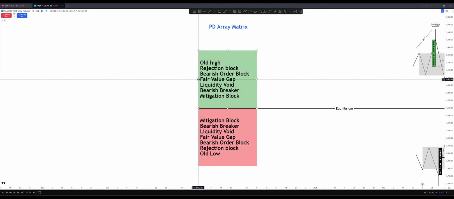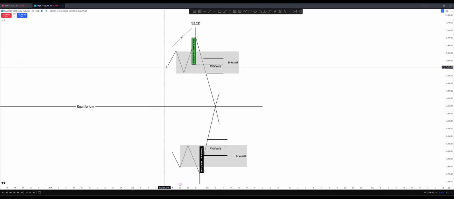With the help of the PD array matrix, you can find breakaway gaps. With the help of this tool, this order right here, you can get to know when breakaway gaps appear, or when a fair value gap is going to be a breakaway gap. So this right here looks just like this.